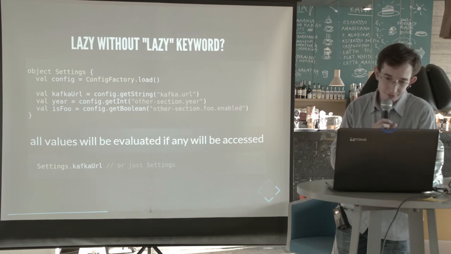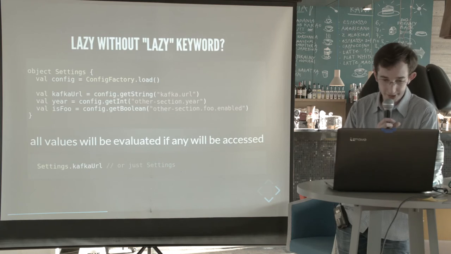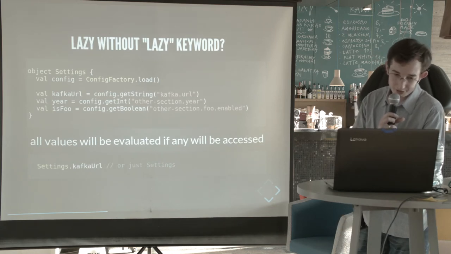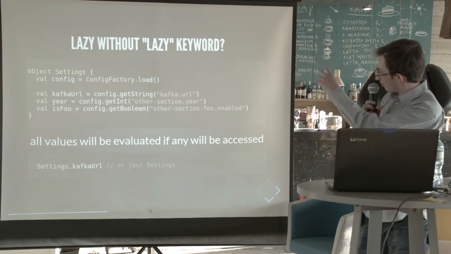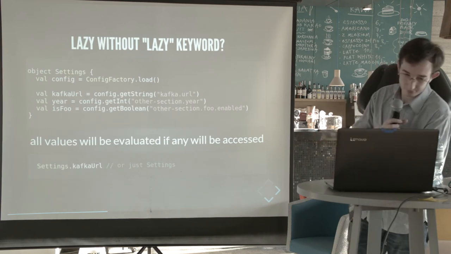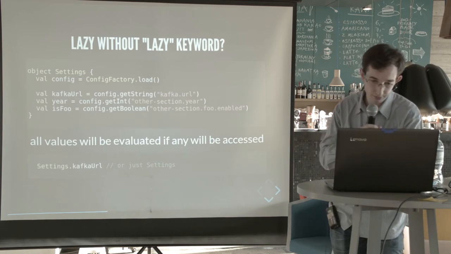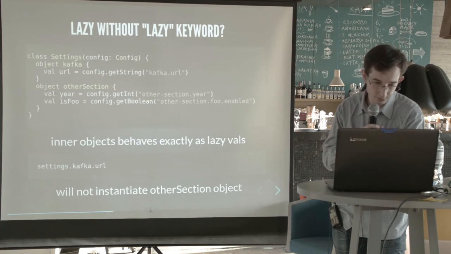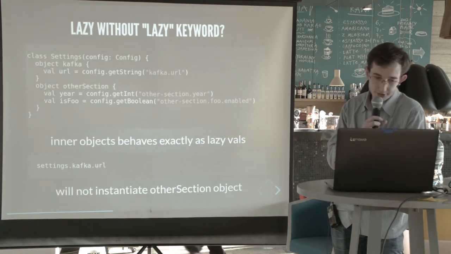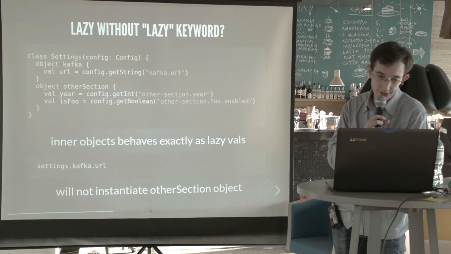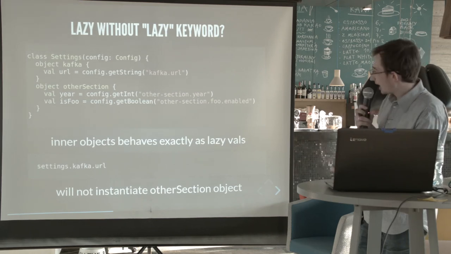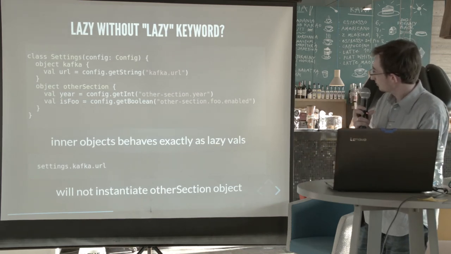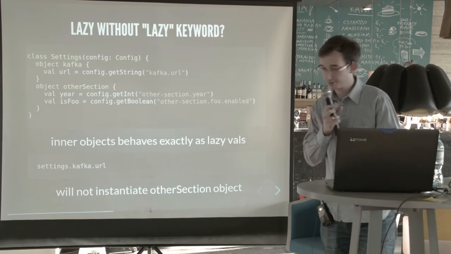It is even enough to access settings object directly without touching an internal member, as you can see in the comment. Just settings. You don't have to write settings dot something. If you write just settings, all internal members will be evaluated. When objects are in local scope, they are exactly as lazy vals. So referencing Kafka URL will not evaluate other section objects. So be careful with that.